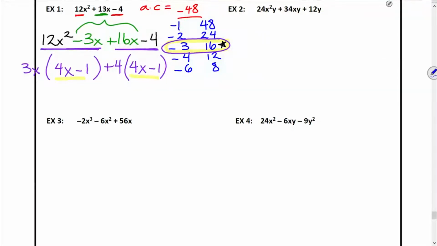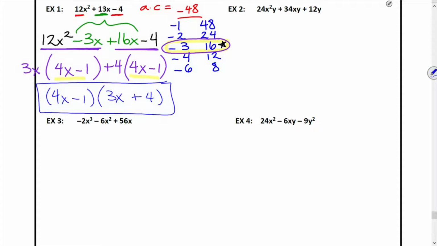So I then bring that common factor, the 4x minus 1, to the front, and then I get 3x plus 4 as my two factors. Okay, so that's the ABC method. It is pretty complicated. We're pulling in lots of things.